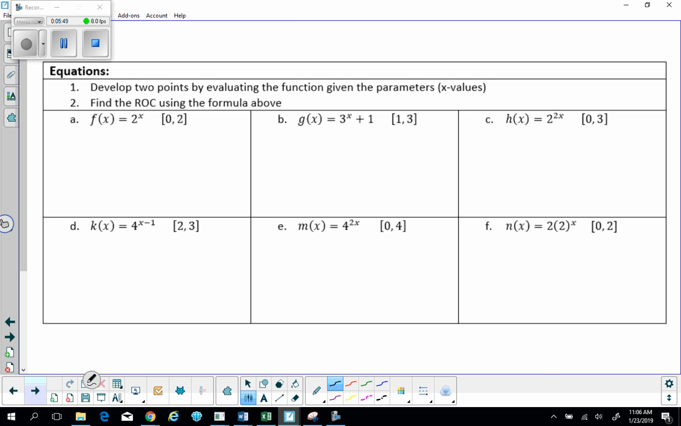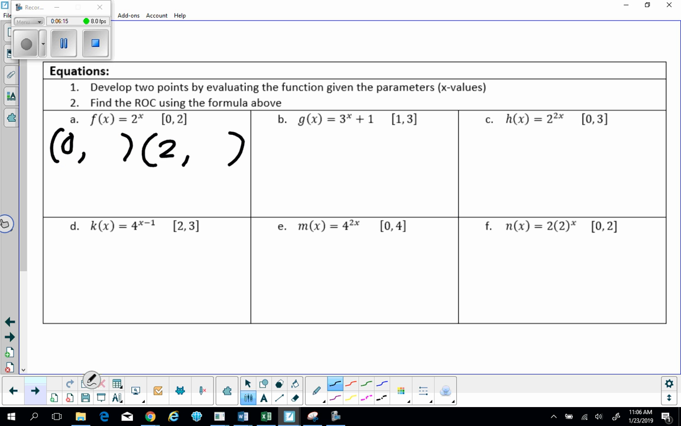Next one's equations, the second half of that sheet. Is everyone on it? So see how it looks the same? They're saying find my y values when x is 0 and when x is 2. So it looks like that. Do you see that up there? So they're saying find it when x is 0 and x is 2.